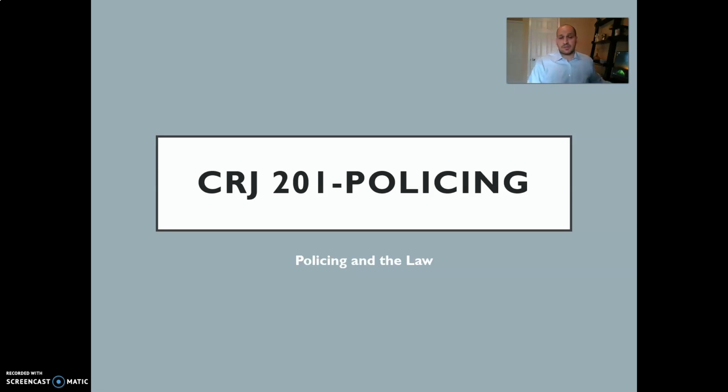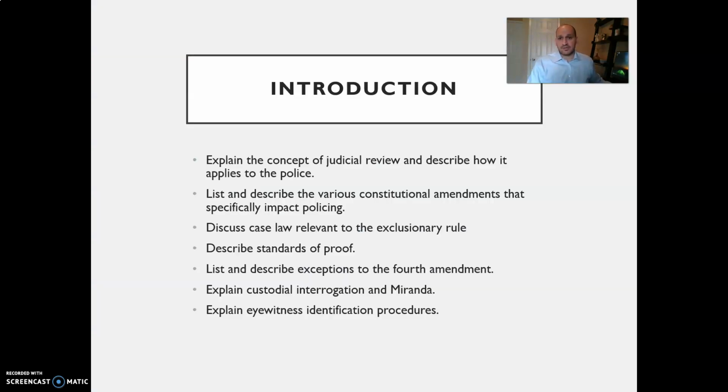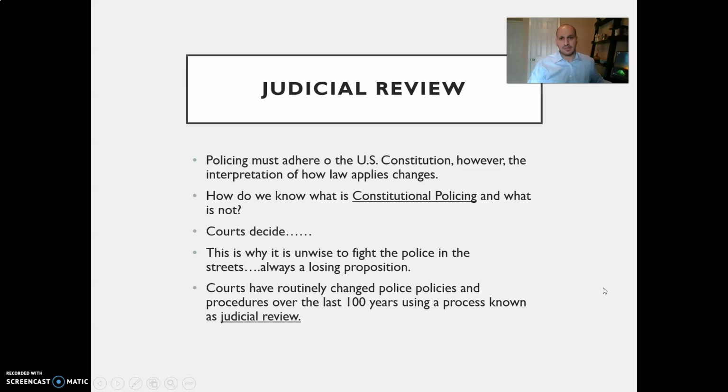Okay. So this particular lesson, we're going to explain the concept of judicial review and describe how it applies to the police. Describe various constitutional amendments that specifically impact policing. Discuss case law relevant to the exclusionary rule. Describe standards of proof. Describe exceptions to the Fourth Amendment. Explain custodial interrogation and Miranda, and then explain eyewitness identification procedures. For this first part of the lesson, we will get up to just about here, standards of proof. Okay, so let's move along.